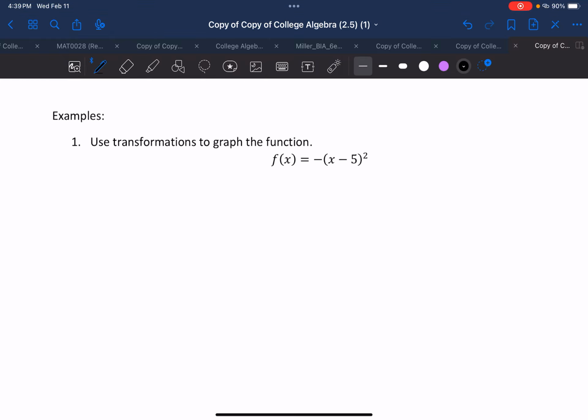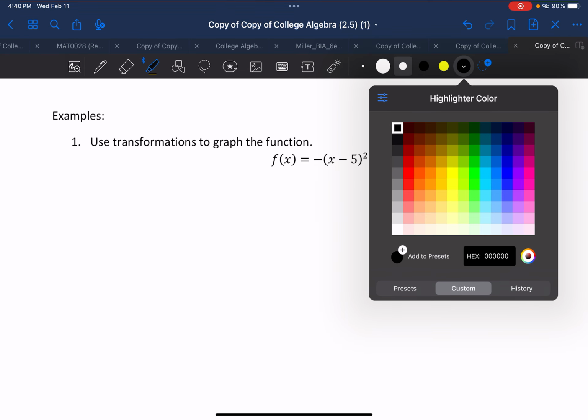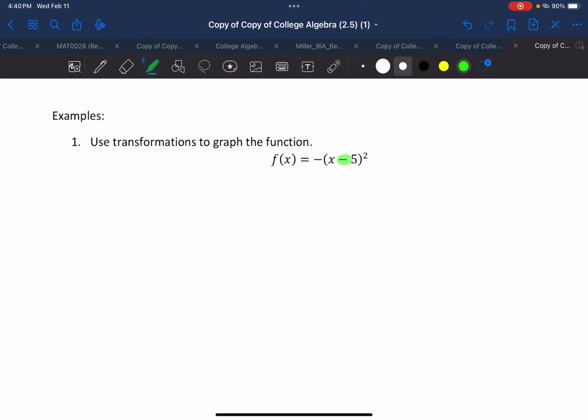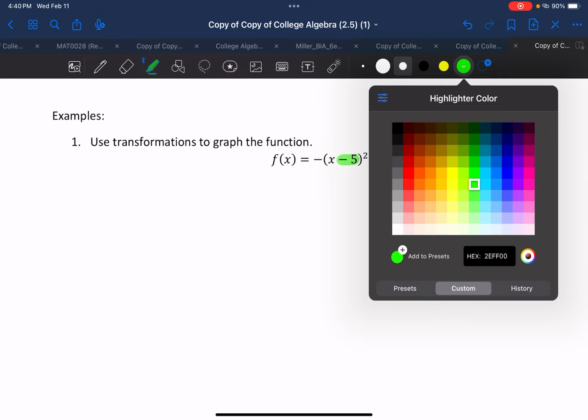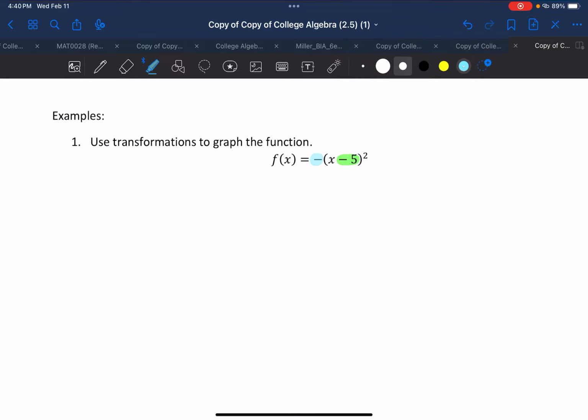So I'm going to do this example, and then I have kind of like a 2.5 part 2 that's kind of short. So, this example says to use transformations to graph the function. So sometimes they'll give you multiple transformations in one. So there's two transformations in this function. The first is the -5, and the second is the negative on the outside.